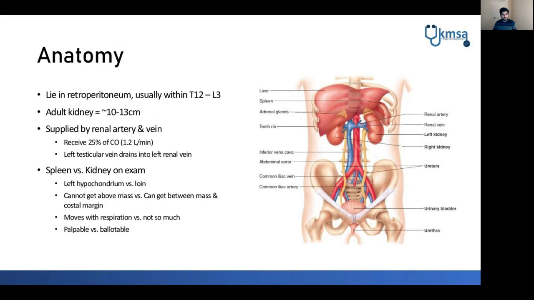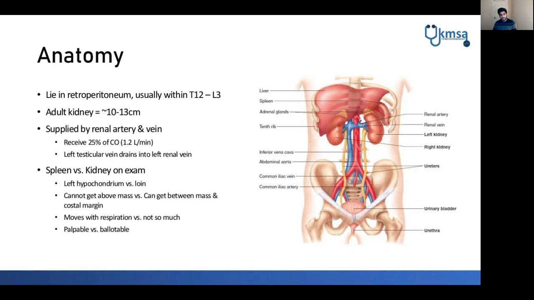I suppose one anatomical thing to be aware of is the way the left testicular vein drains into the left renal vein. This is important because it results in less than ideal blood flow at times. It can cause a varicocele on the left side. You guys will remember that the right testicular vein drains directly into the IVC.